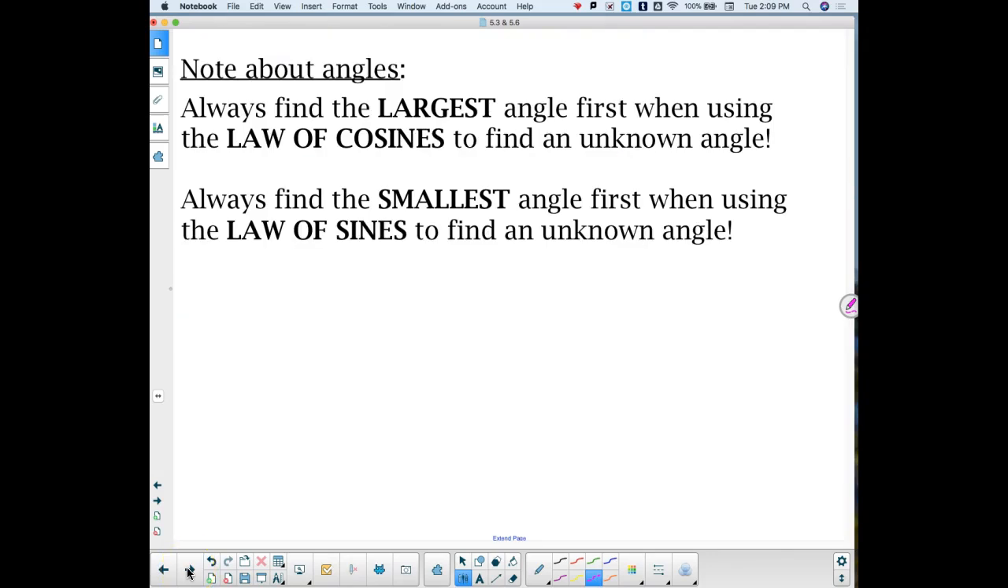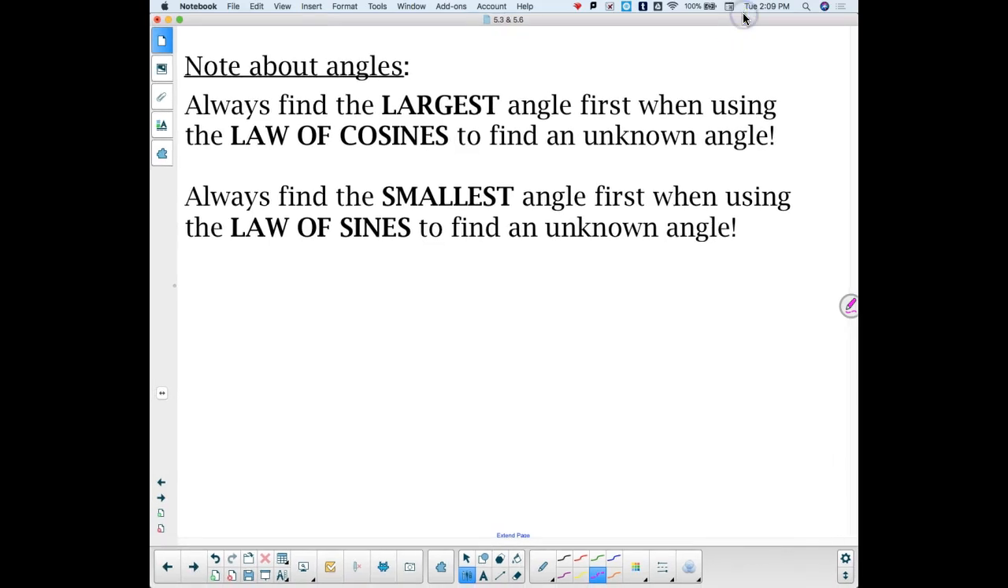Now, one crucial thing that you need to know when you're using either of the two trigonometric laws, law of sines or law of cosines, is that you are always going to want to find the largest angle first when using the law of cosines. Okay? So when you're using the law of cosines, find the biggest angle first. When you're using the law of sines, you want to find the smallest angle first.